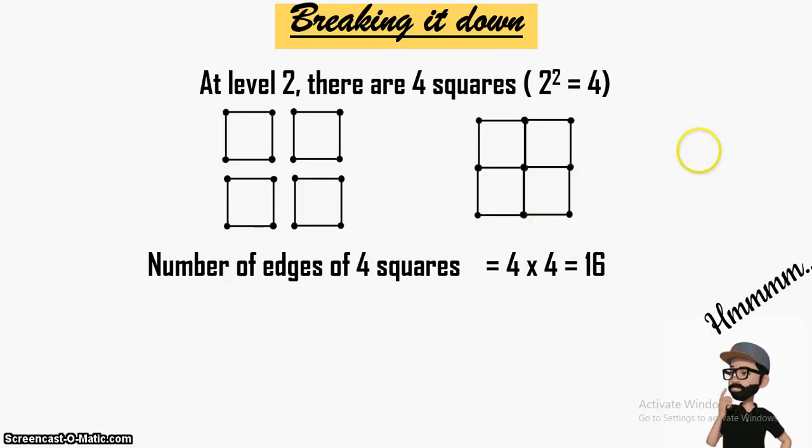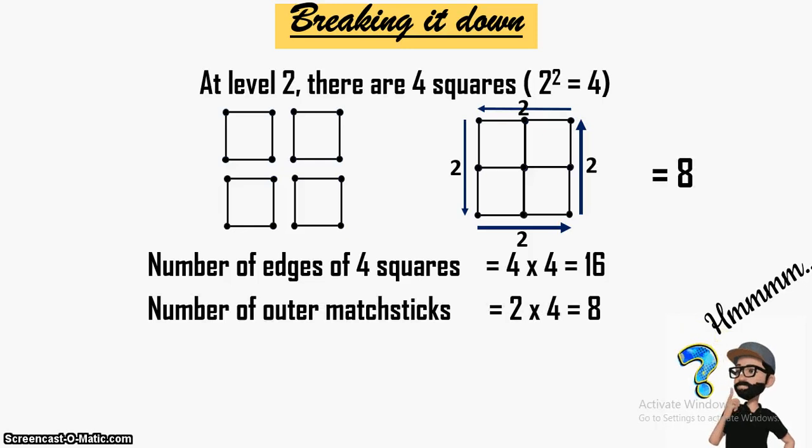Now when the squares come together, it forms the pattern you're seeing. You would notice something here, that instead of having 2 edges for the 2 squares here, you're having 1. Instead of 2 edges here, you're having 1. So these edges overlap to form the inner matchsticks. So let's do this first by checking the outer matchsticks and then the inner matchsticks. For the outer matchsticks, we have 2 here, 2 this way, 2 this way, and 2 this way. So you do 2 times 2, that gives you 8. So the number of outer matchsticks is 8.